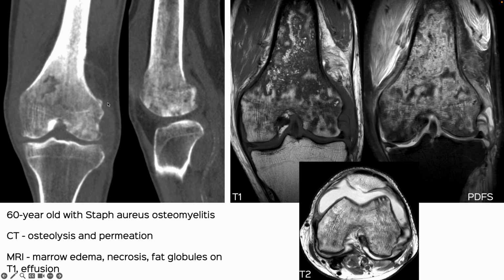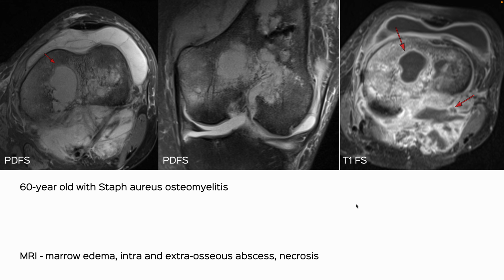Here's another patient, a 60-year-old. You can see this permeative lesion with sclerosis and osteolysis. Just on the CT and the X-rays, you might even consider a diagnosis of lymphoma or sarcoma. But if you look at the MR, you see all these fat globules on the T1 weighted images. This is very typical of osteomyelitis. And then these areas of necrosis and the effusion. I went straight into the bone, biopsied it, and it was Staph aureus.